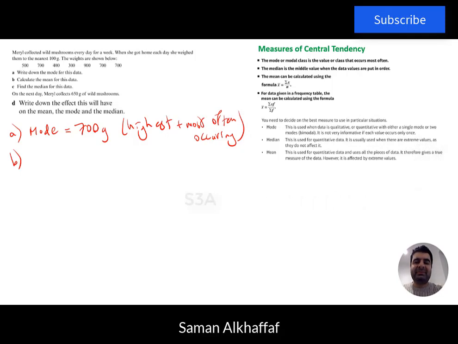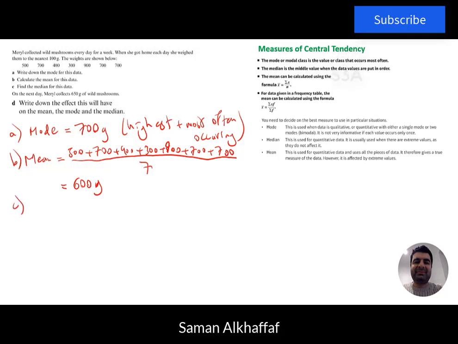So in this scenario, we add all the values. So we say all equal 500 plus 700 plus 400 plus 300 plus 900 plus 700 plus 700, and all divided by 7, as we have 7 values, so that should give us 600 grams, which will be the mean value.